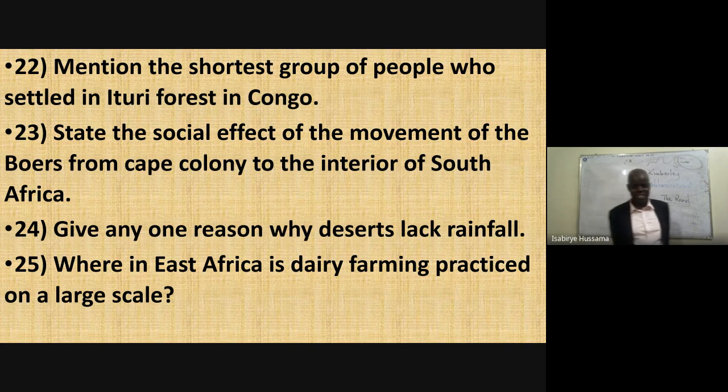What causes deserts? And by the way, Mr. Mkwaya, that question came in PLO. What causes deserts? It was after last year's PLO. What causes deserts? And we marked two answers.